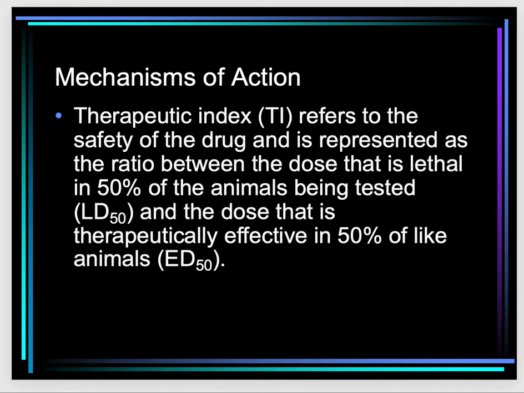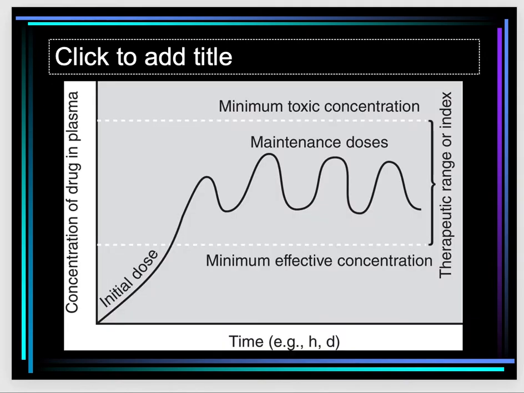The mechanism of action is what we call the TI, the therapeutic index. It refers to the safety of the drug and is represented by the ratio between the dose that is lethal in 50% of the animals being tested and the dose that is therapeutically effective in 50% of the animals. So that's what we call the therapeutic index. It's safety. So when you take a look, here we have how much time over the concentration of the drug in the plasma if you take the initial dose. Here is our minimum to be effective. Here is our minimum toxic concentration.